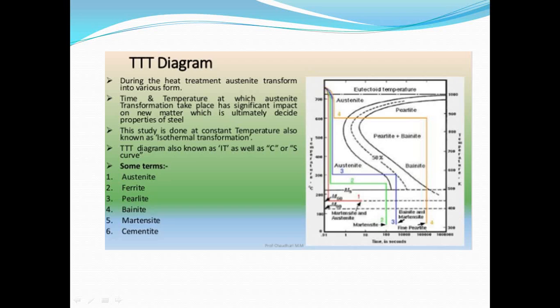During the heat treatment process, the austenite is going to change to ferrite, and also transform to pearlite, bainite, martensite, and lastly cementite. These are the various forms of the austenite during the heat treatment process that we observe very clearly in the TTT diagram. The TTT diagram you should remember as the time temperature transformation diagram. It significantly impacts the microstructure, which ultimately decides the properties of the steel. It shows very clearly how the austenite transforms during the heat treatment process.